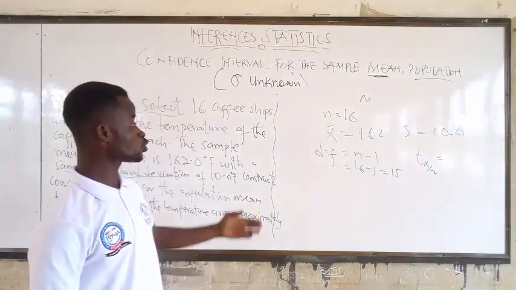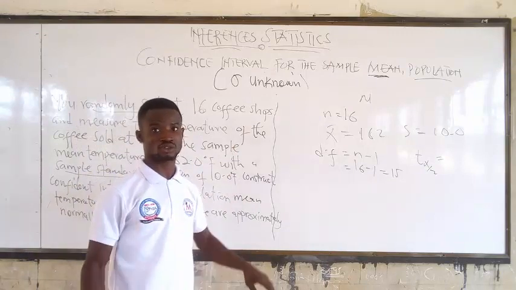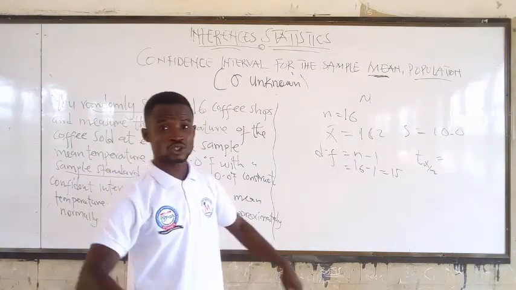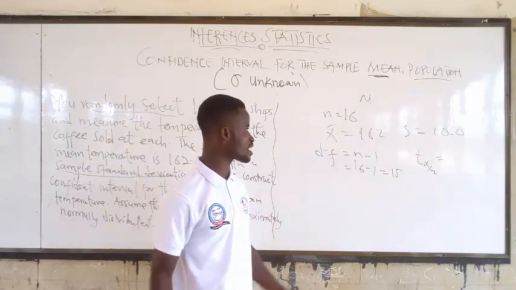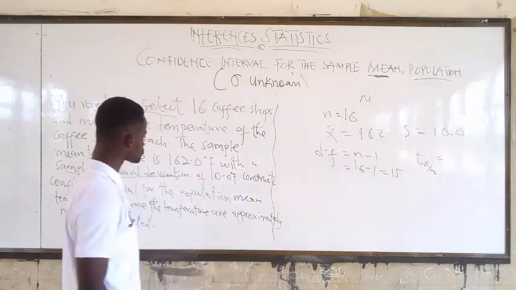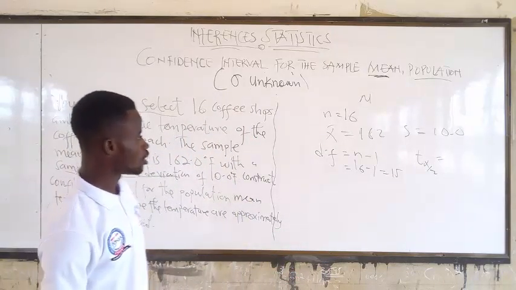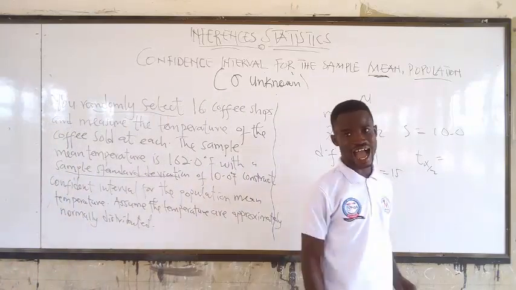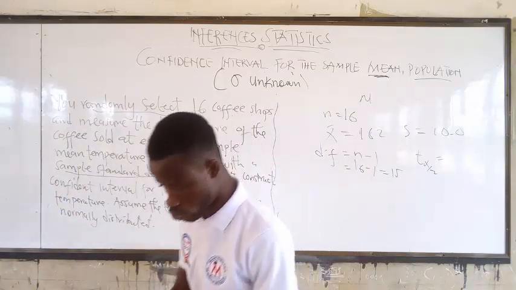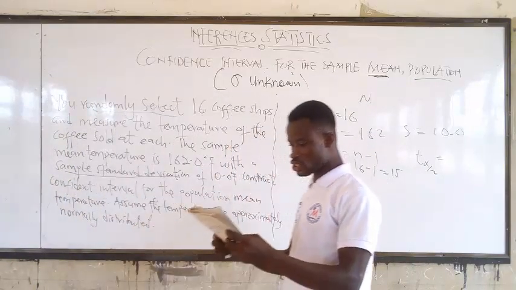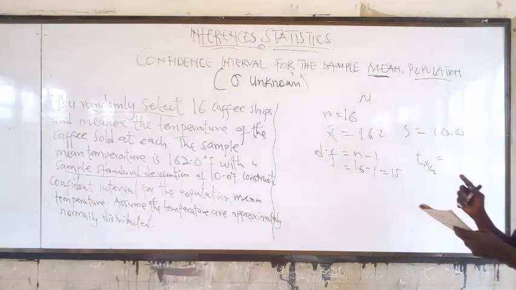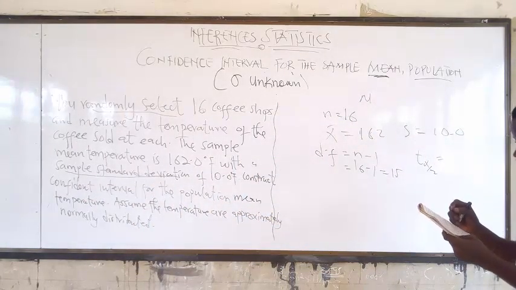So here you can choose to draw the normal curve, or you can choose not to draw it. Just understand it. Now we are going for our T alpha over 2. But we need to know the percentage given.